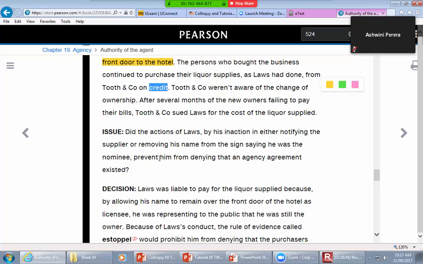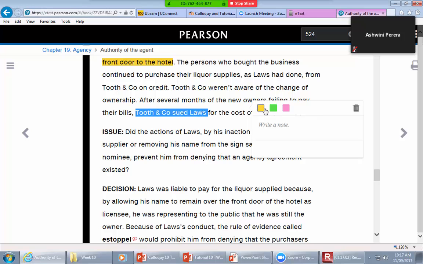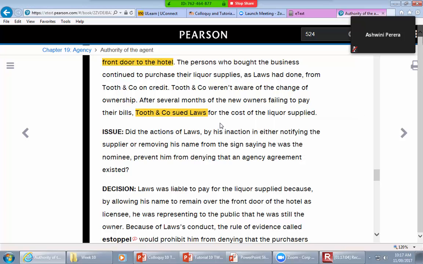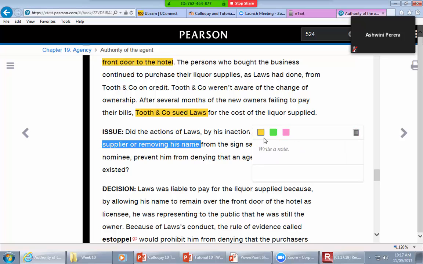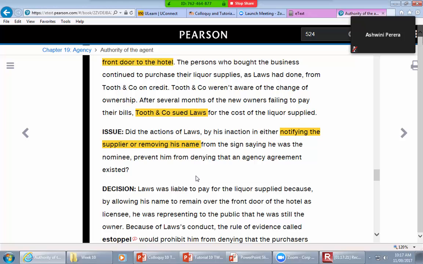So after several months of the new owners failing to pay their bills, Tooth and Co., what did they of course do? Sued Laws. Because they were dealing with Laws, they thought. So did the actions of Laws, by his inaction, in either notifying the suppliers or removing their name, okay, did they create, or would they now be prevented from denying that an agency agreement existed?